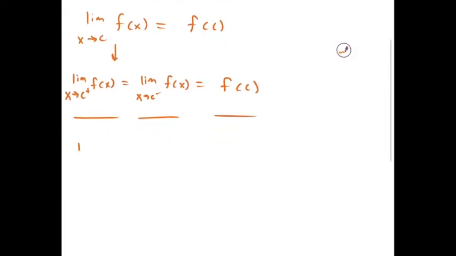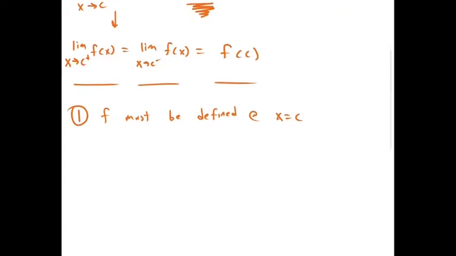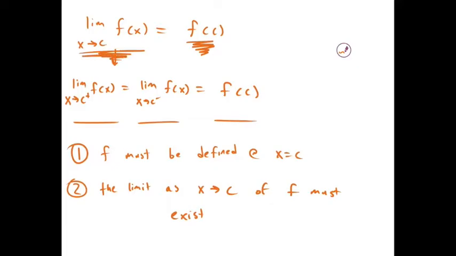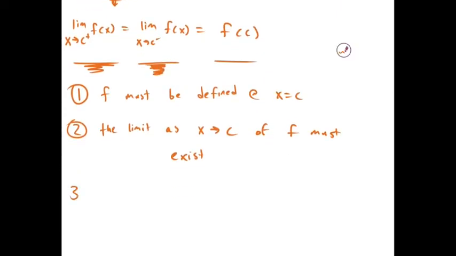So you can write this as a list of things that need to be satisfied. One, f must be defined at x equals c. That's pretty much saying there has to be an f of c. Two, the limit as x approaches c of f must exist. That's pretty much saying the limit right here has to exist, or these two one-sided limits must be equal to each other. And three, these two things must be equal to each other.